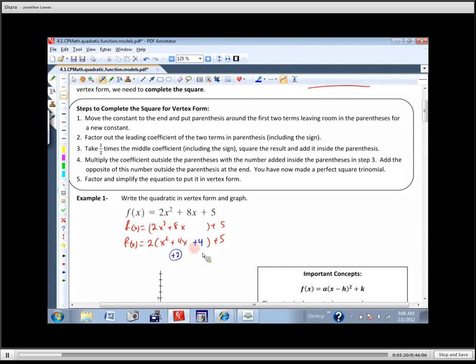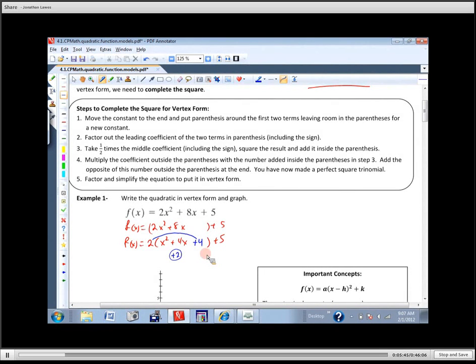Now, at this point right here, have I changed the problem? Yes, I have. I've changed the problem, so somehow we need to compensate for that. Now, this is the part that messes people up. They can't remember how to compensate. So, in my class, if you were in my class for 1010, I said, draw a line from here to here. I added 4 inside the parentheses, but there's a 2 outside the parentheses.